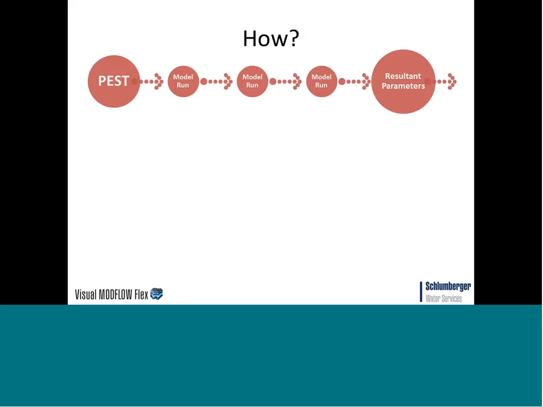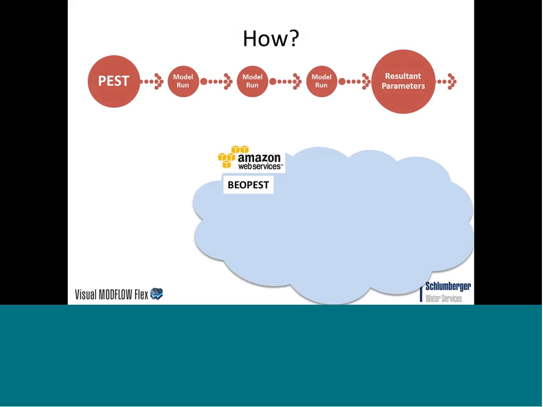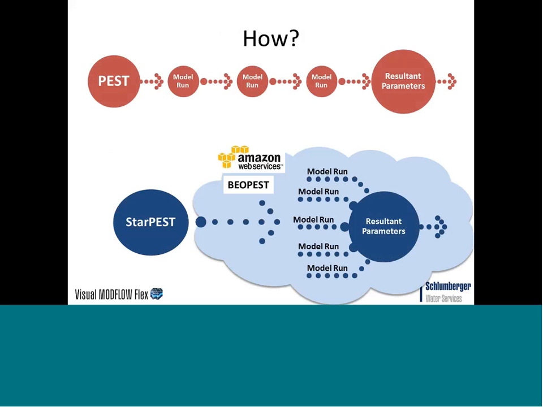So how does it work? As I mentioned, in a single run of PEST without the parallel capabilities, you run MODFLOW over and over again for each of the parameters. And again, this is very time-consuming. Instead, by using resources available in the cloud with Amazon Web Services and BeoPEST, a number of model runs can be run in parallel. This could be 8, 16, 32 different nodes on Amazon Web Services, each one running a separate version of MODFLOW with a different parameter.